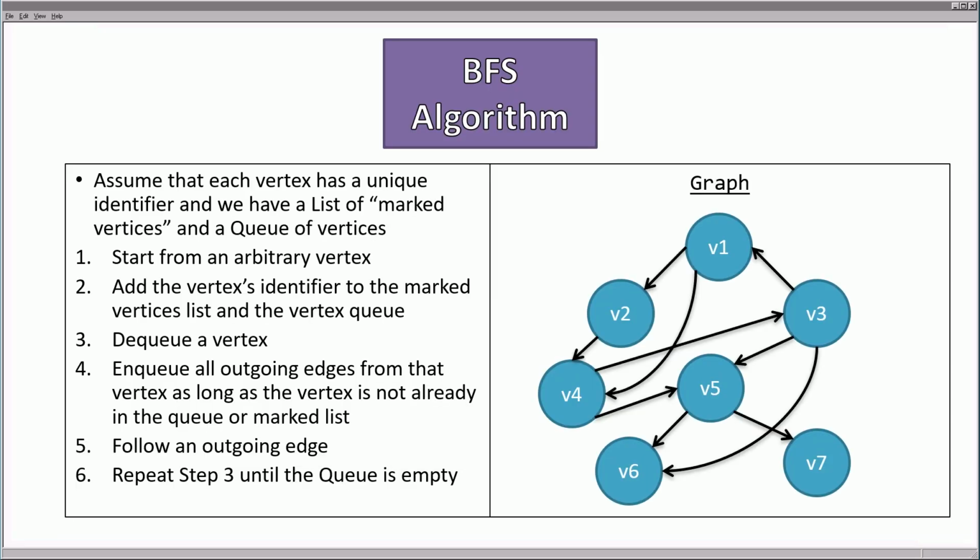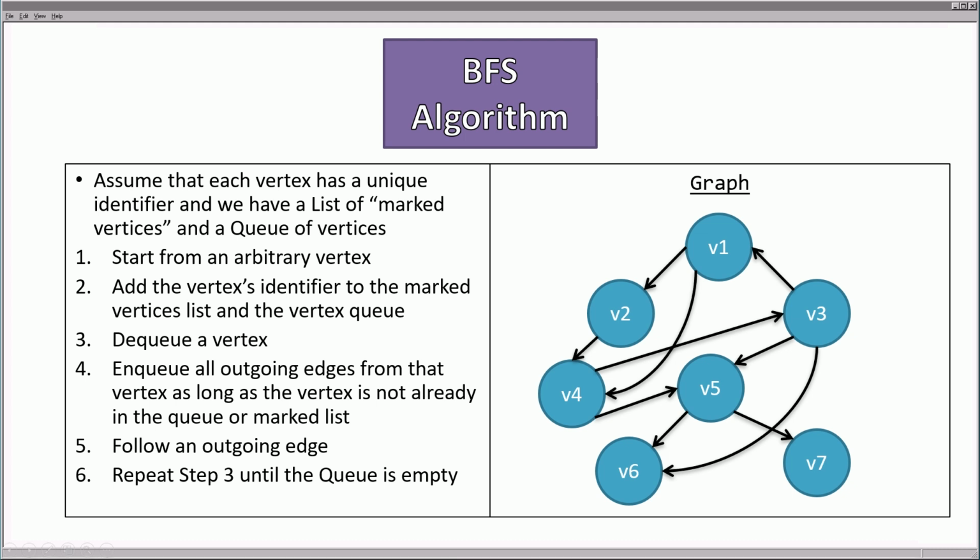Now the other traversal algorithm is called breadth first search, and this works like the tree version of it as well. Now what we're going to do is assume that each vertex once again has some sort of unique identifier. We also have that list of marked vertices, and we keep track of a queue of vertices. The way that breadth first search works is we add each one of the neighbors to this queue and then process them in first in, first out order until we've exhausted all of the elements in the queue. In other words, we've traversed the breadth first before going any deeper in the graph.